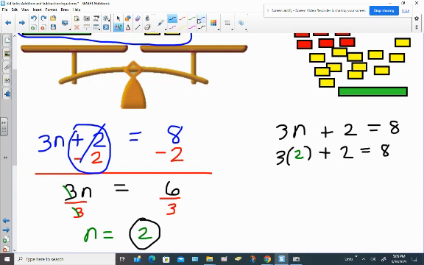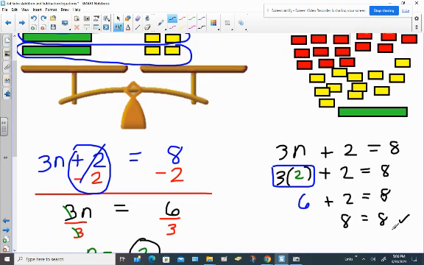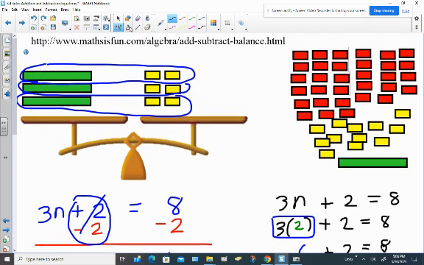We would go ahead and do the math. 3 times 2 would be 6, and then bring down the rest. Plus 2 equals 8. And of course, 6 plus 2 equals 8. So since this side matches this side, we can say, oh, good, it's correct. It checks.